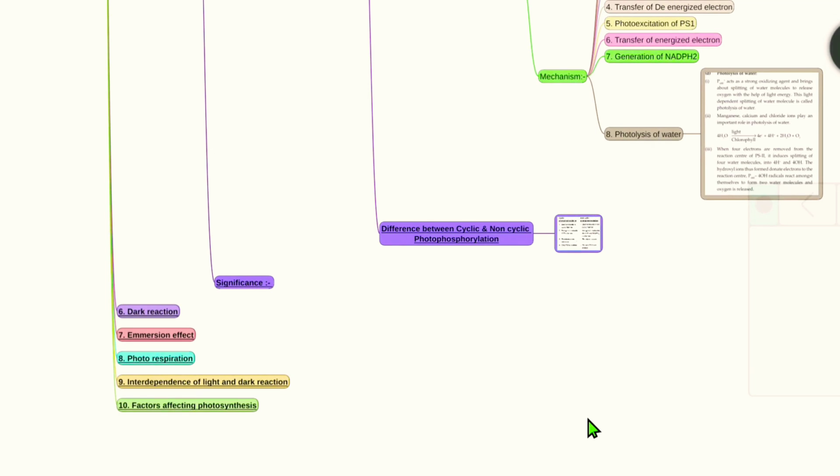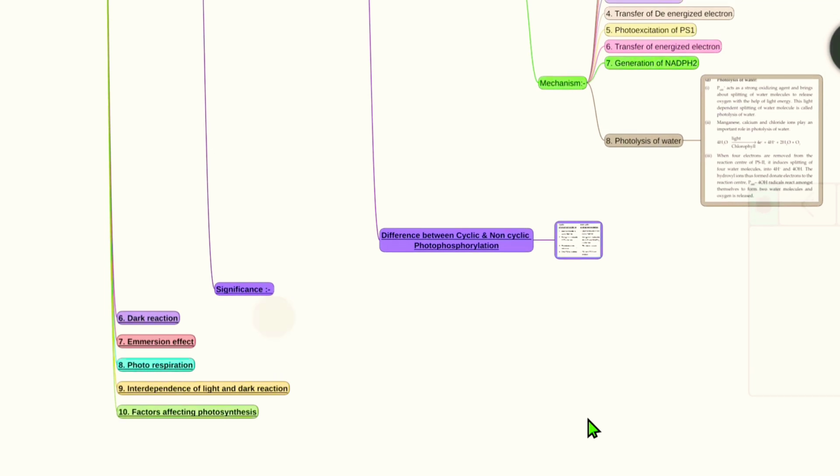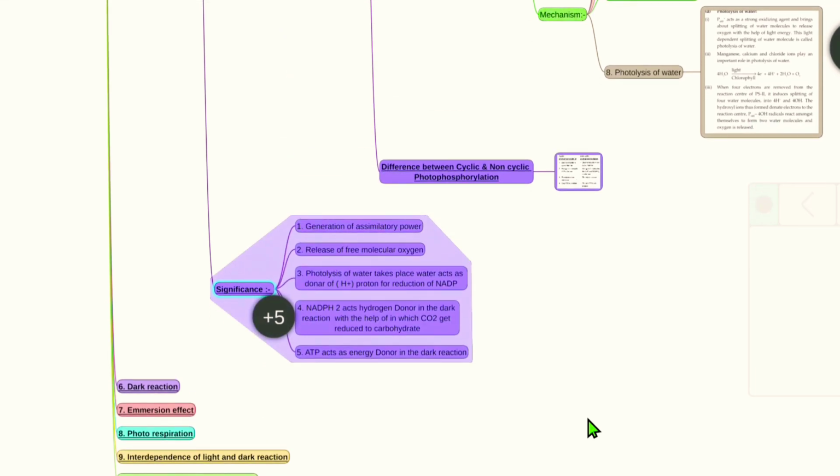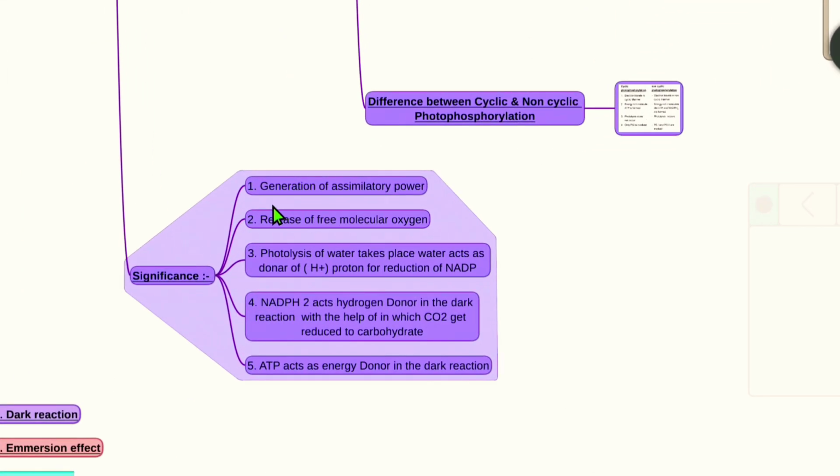And then we'll see the significance of light reaction. First, it generates assimilatory power, meaning ATP and NADPH2. Second, it releases free molecular oxygen into the environment. Third, photolysis of water takes place, and water acts as a donor of hydrogen protons for the reduction of NADP. Here in non-cyclic photophosphorylation, the photolysis of water takes place.